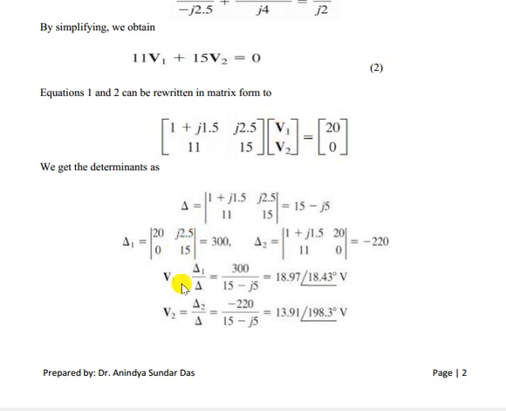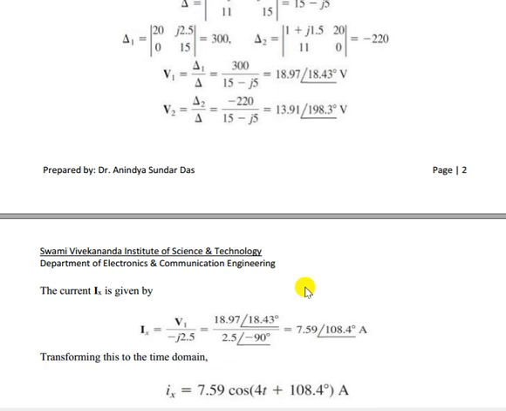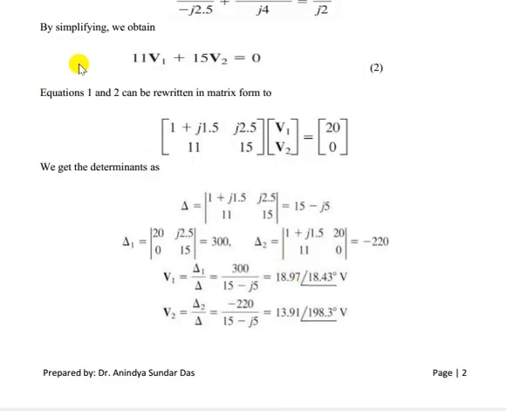That is del 1 by delta. In that case, the constant term you have to replace in the first column. So we have replaced the first column by 20 and 0. Then if you solve it, you will get del 1. For del 2, we have to replace the second column by the constant terms, and we get this value. Then we can find V1 and V2. Now if we find V1 and V2, we can find Ix.